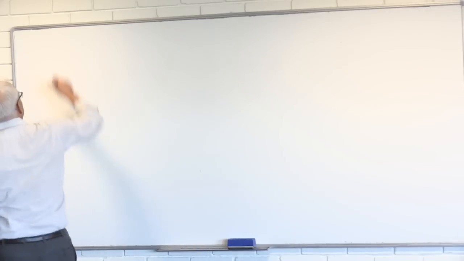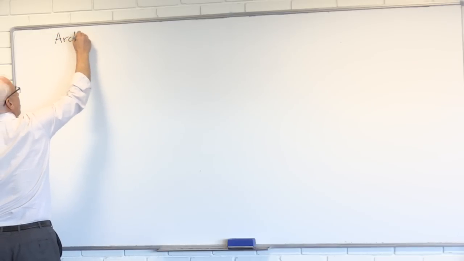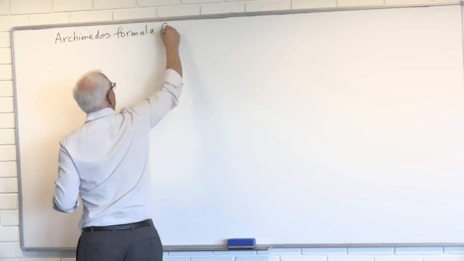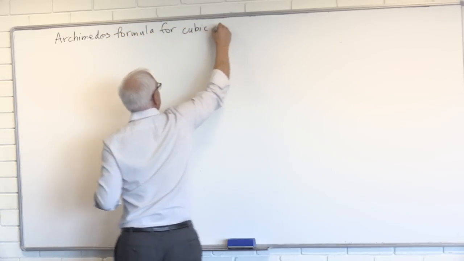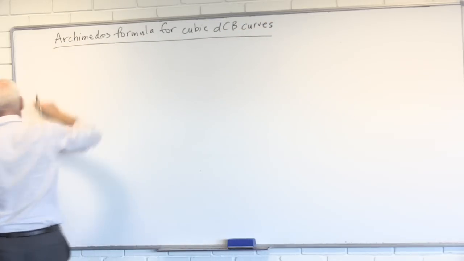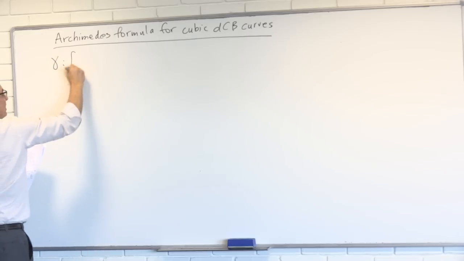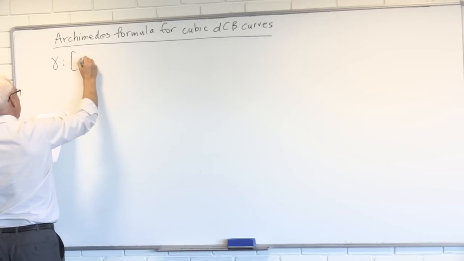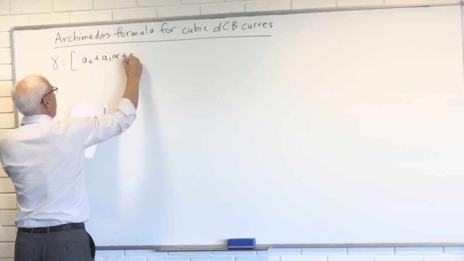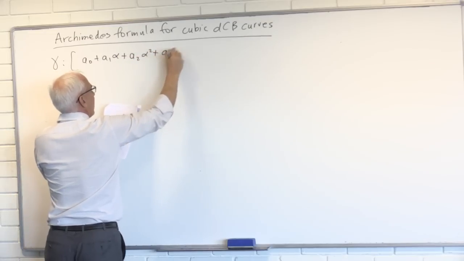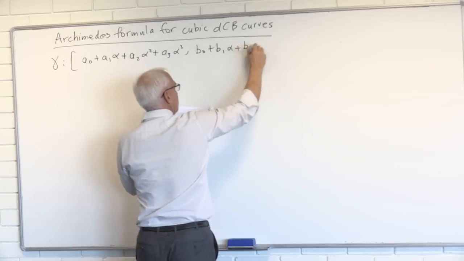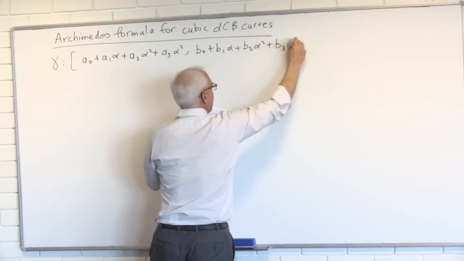Okay, so the object now is to establish Archimedes' formula for cubic DCB curves. But we'll see that it's not the case that it works generally. We need a condition. So we're going to just extend our curve, so that it now has some cubic terms. Let's just write a0 plus a1 alpha plus a2 alpha squared plus a3 alpha cubed, and correspondingly, b0 plus b1 alpha plus b2 alpha squared plus b3 alpha cubed.